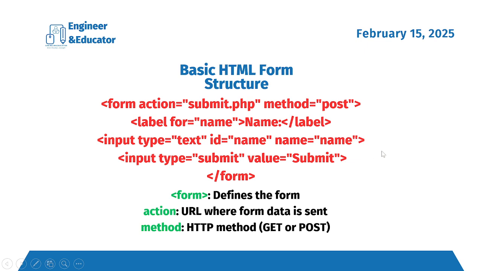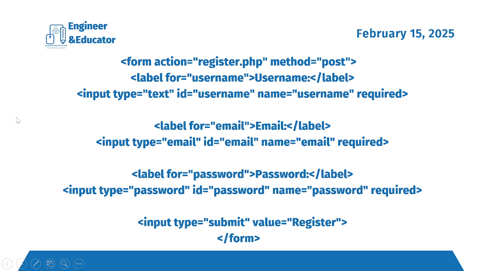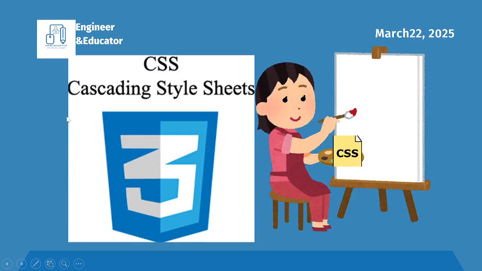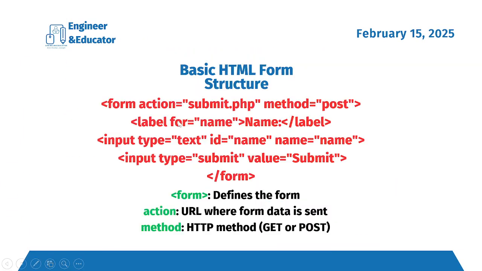Now, common HTML form elements. Here I have already told you a form tag defines a form, action is the URL where the form data is being sent, and method is the HTTP method, get or post. The common HTML form elements are, you can see here, input. Input is a form element.